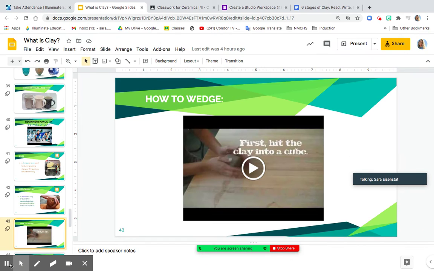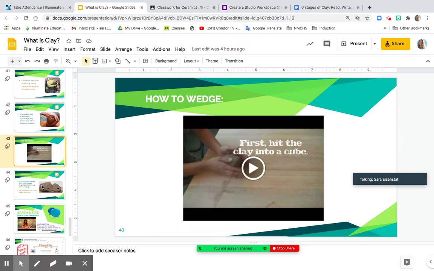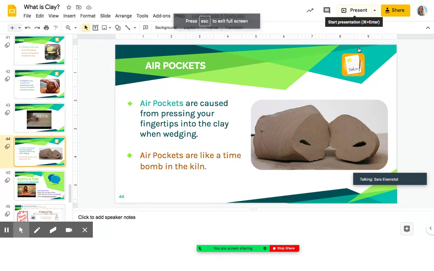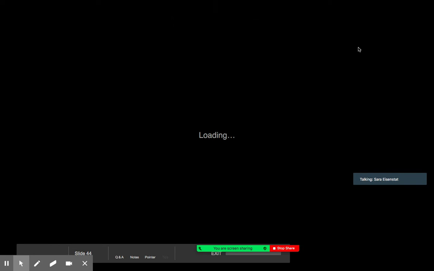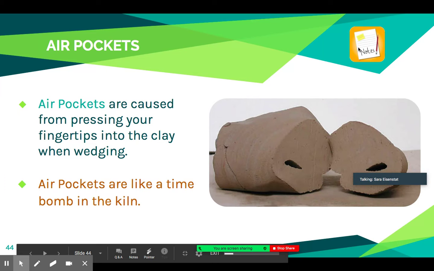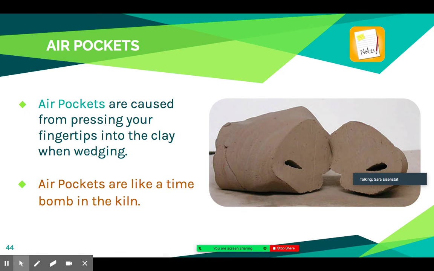I always tell my students, wedge more than you think is necessary, just to be sure that we don't have an air bubble, or else you're going to end up with something like this. This could be an air bubble that was existing in the clay as soon as you open the bag, or an air pocket could be caused by pressing your nails or your fingertips too deeply into the clay when you are wedging. So again, air pockets are like ticking time bombs in the kiln. We want to wedge the clay to avoid explosion.